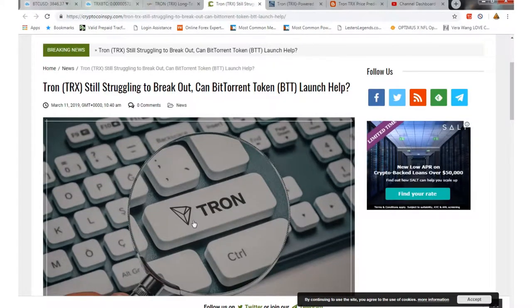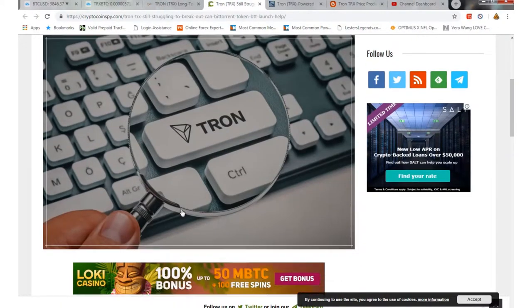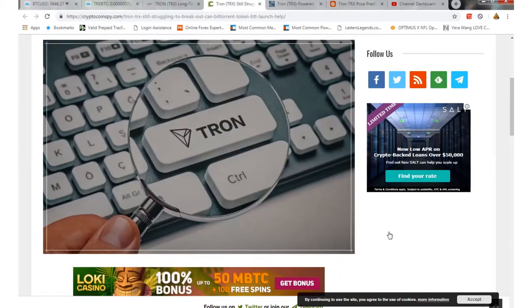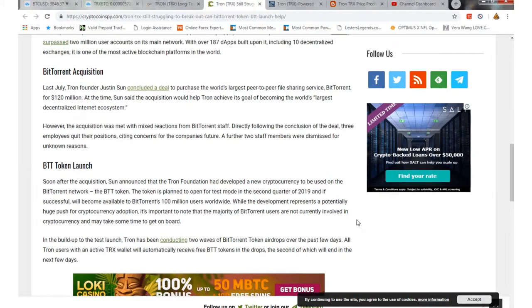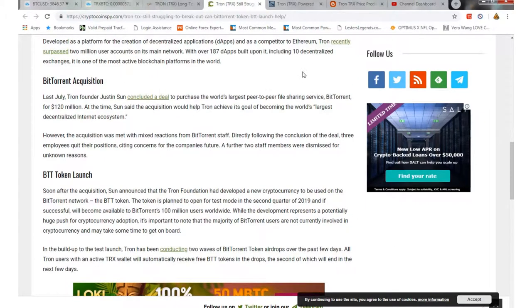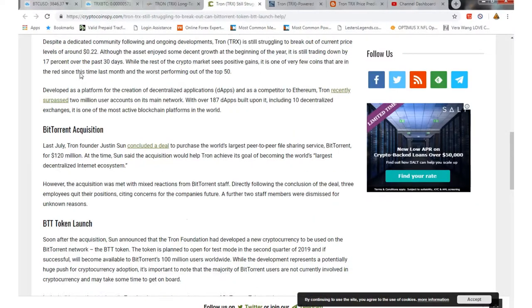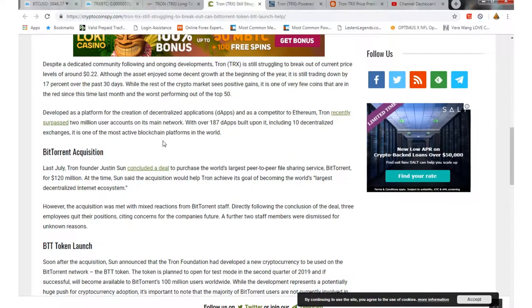Can BitTorrent token launch help? So obviously we get into it. I'll talk about how and when Justin Sun took over BitTorrent, all that kind of fun stuff. Like I said, TRON is doing a lot. It's got a big community following it, a lot of developments going on, but yet it's still struggling to break out, which is unfortunate because the last time that it broke out, it reached right around 22 cents, and there's nothing like that compared to what we've got going on right now.